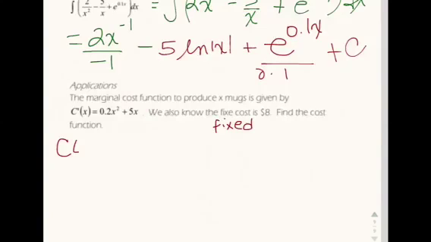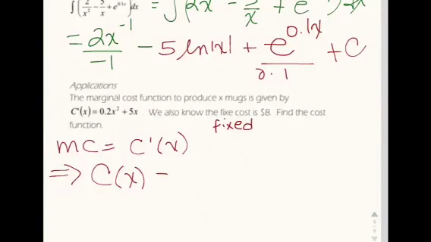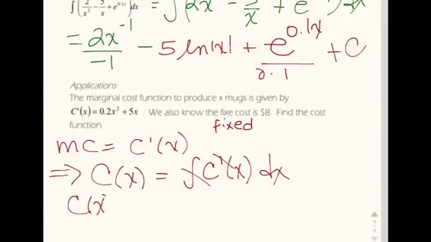So what is the relationship between the cost function and the marginal cost function? Marginal cost is the derivative of the cost function. But if I'm looking to find the cost function, I have to think of it the other way around. The cost function will be the antiderivative of the marginal cost function. It's as if the antiderivative cancels out the derivative. So to find this cost function, I need to take the antiderivative of 0.2 x squared plus 5x.